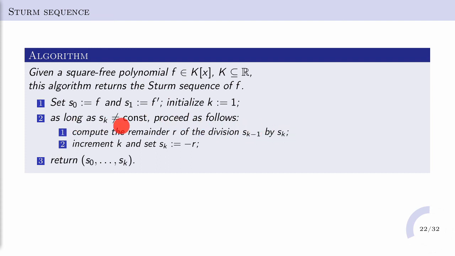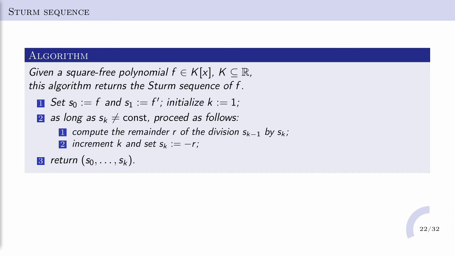And then the next term is minus the remainder. We just change the sign of the remainder and we append this to the sequence, and this produces the final sequence. Let me show you an example of how it works.